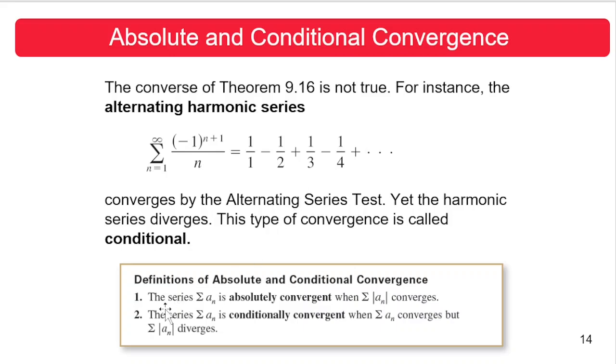By definition, number one, the series summation of a sub n is absolutely convergent when the summation of the absolute value of a sub n converges. And number two, the series summation of a sub n is conditionally convergent when the summation of a sub n converges, but the summation of the absolute value of a sub n diverges. One example of number two is this alternating harmonic series. This is convergent by the alternating series test, but when you take the absolute value, the summation of the absolute value of the n term of the given series diverges. So we can say that this is conditionally convergent.